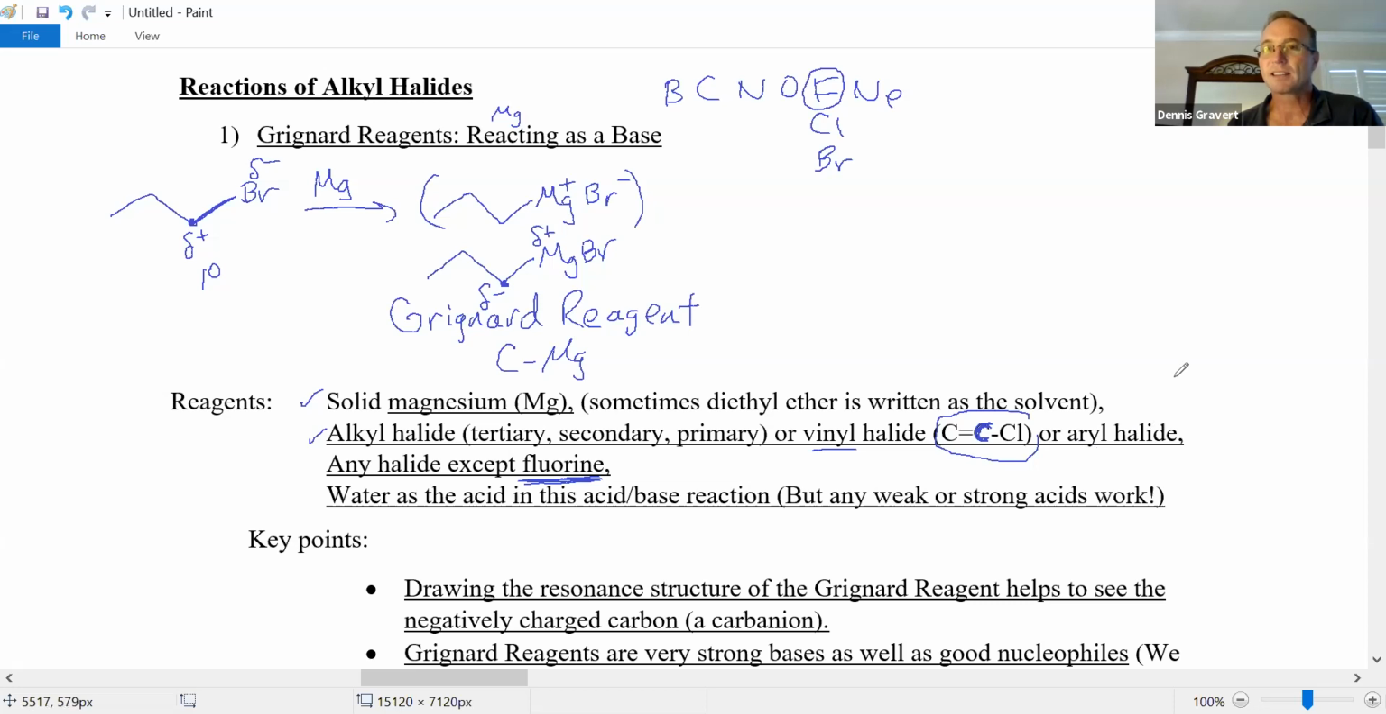Aryl, remember that? That's another name for the arene group or the benzene group. If you put a halide on that, that'll work too. You can make Grignard reagents out of this as well, even though it's not an alkyl halide.